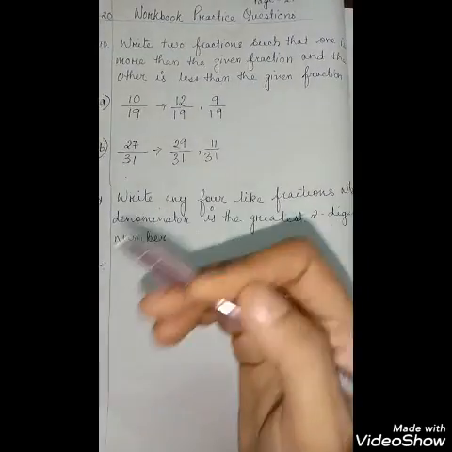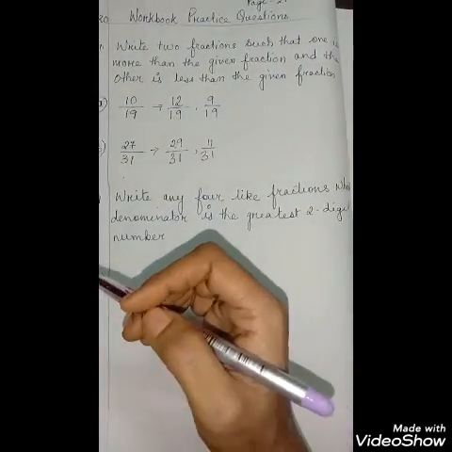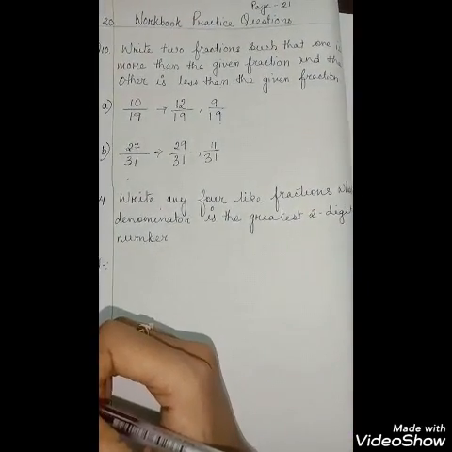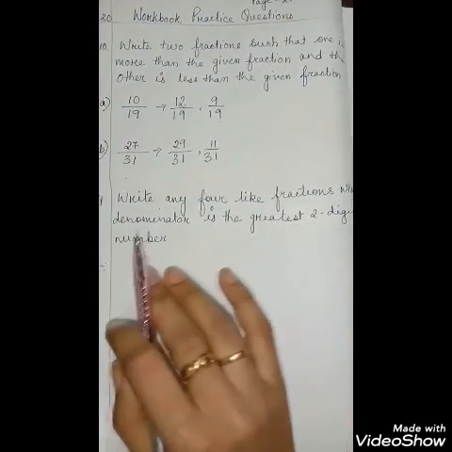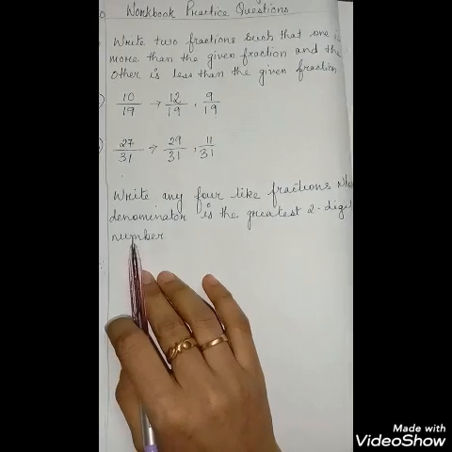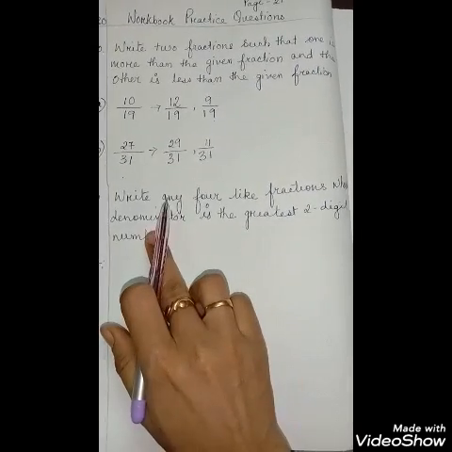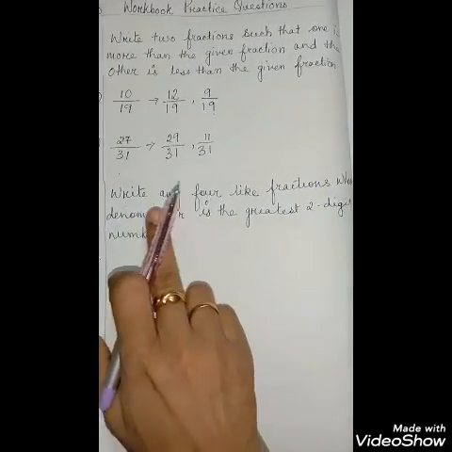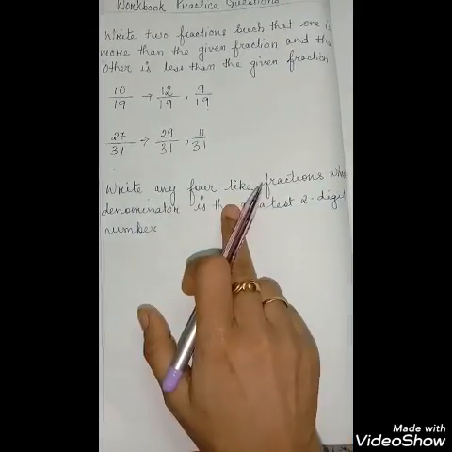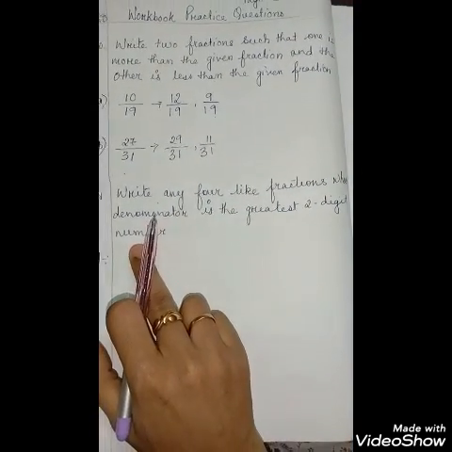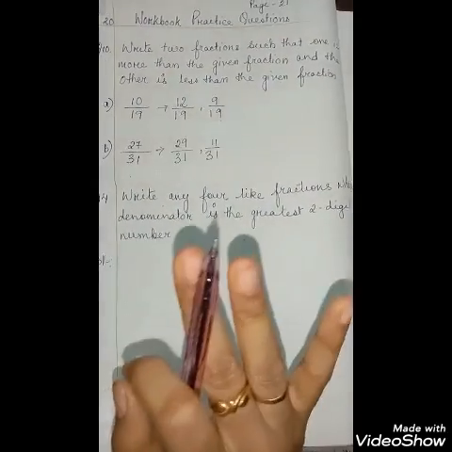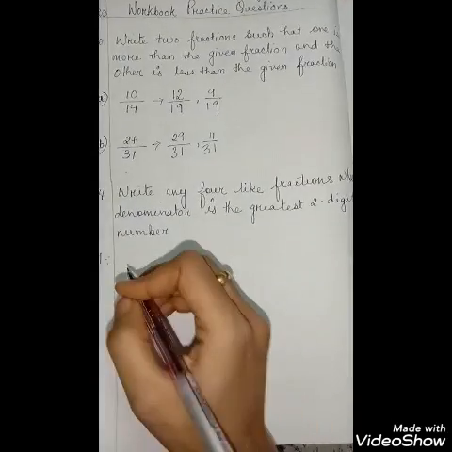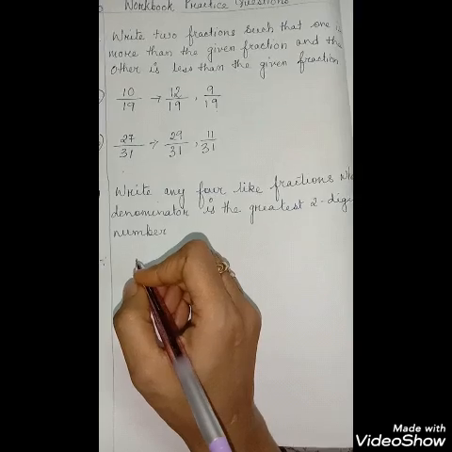So what will we do? We will take the denominator as 99. For the four like fractions we are going to write, their denominator should be 99. Why? Because the question asks to write any four like fractions whose denominator is the greatest two-digit number, and as we know, the greatest two-digit number is 99. So we are going to write four like fractions.